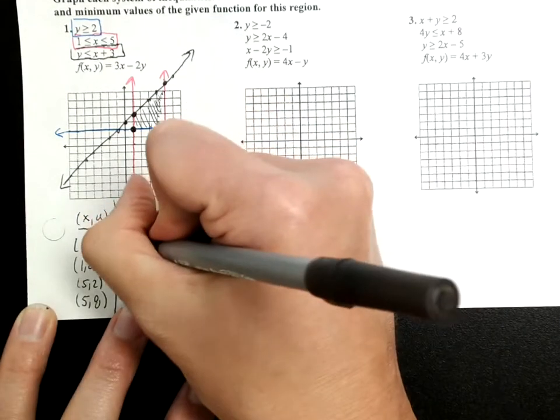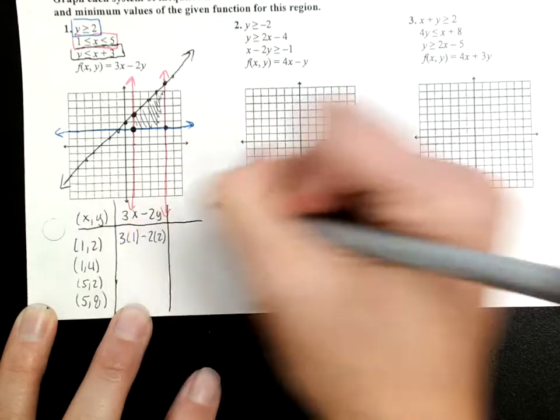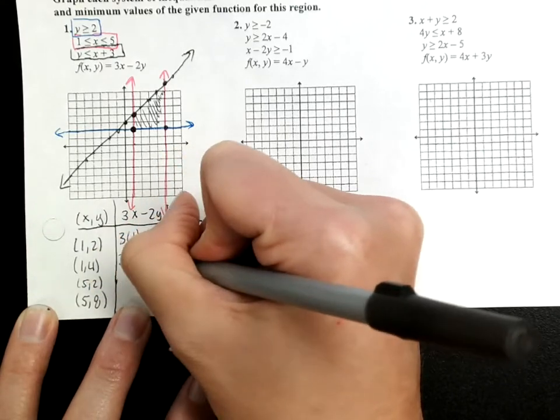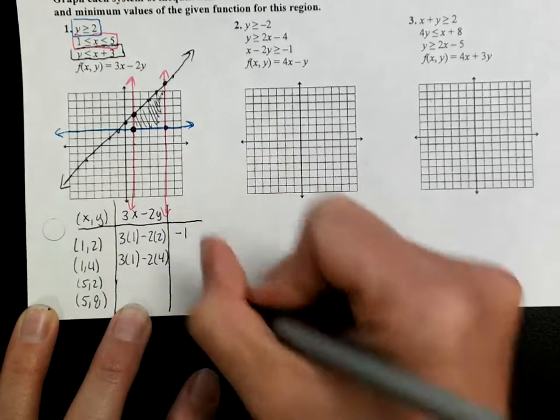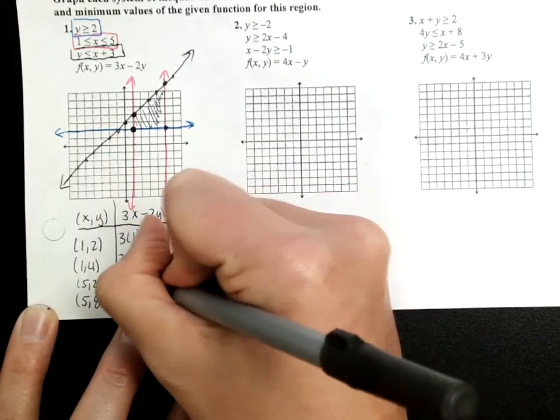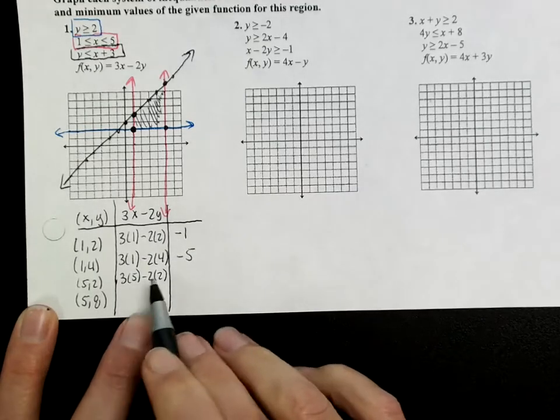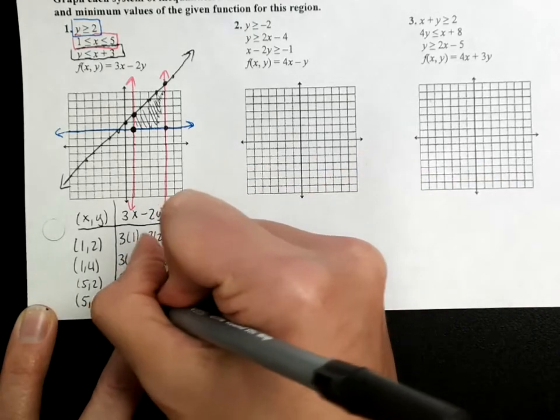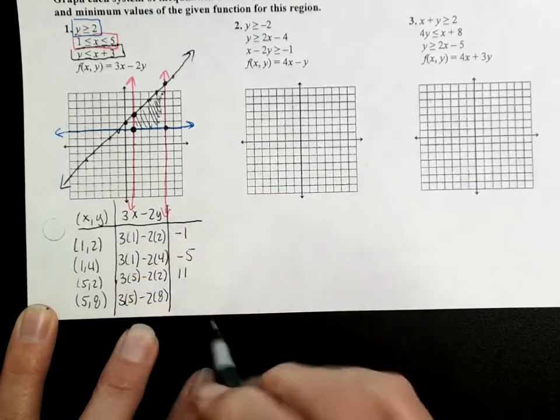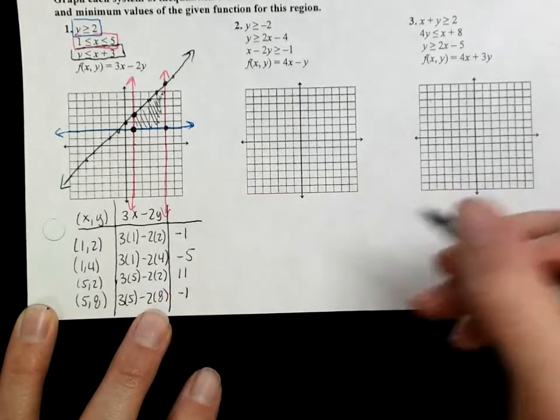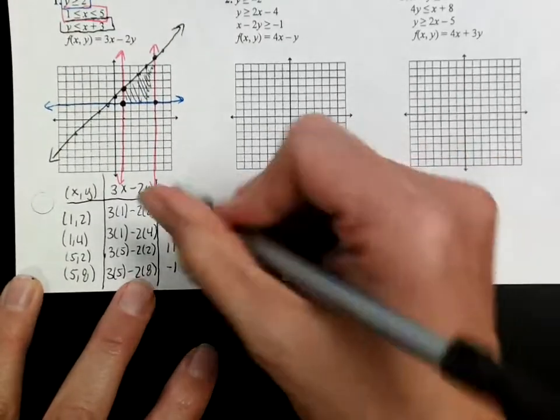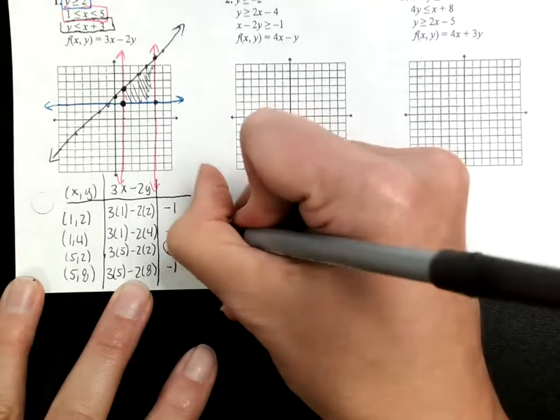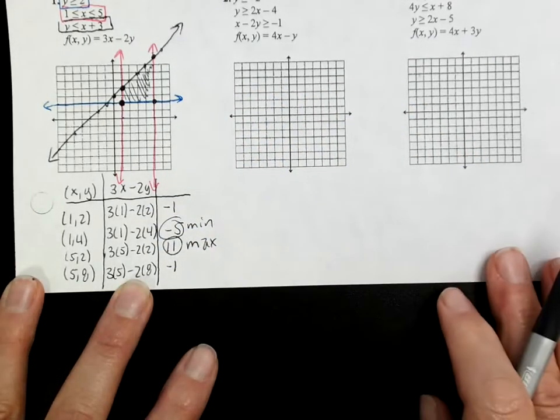So when I plug this in, 3 times 1 minus 2 times 2, that's 3 minus 4, negative 1. 3 times 1 minus 2 times 4, 3 minus 8, that's a negative 5. 3 times 5 minus 2 times 2, 15 minus 4 is 11. 3 times 5 minus 2 times 7, 15 minus 14 is 1. So looking at these 4 numbers, the maximum occurs whenever you end up with an 11 at the point 5, 2. The minimum, a negative 5, at the point 1, 4.